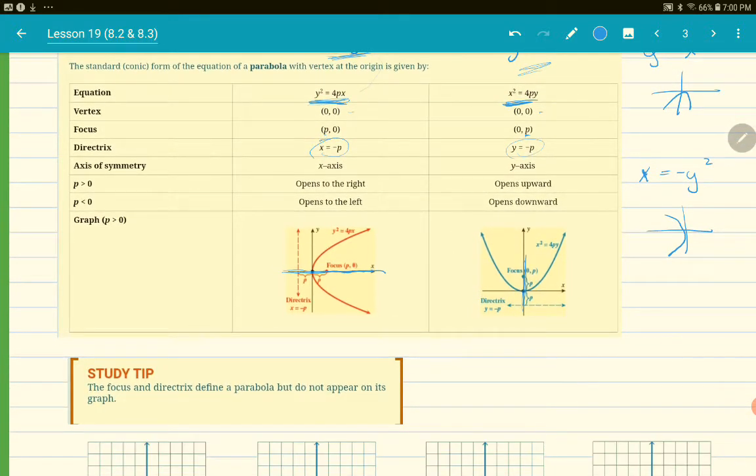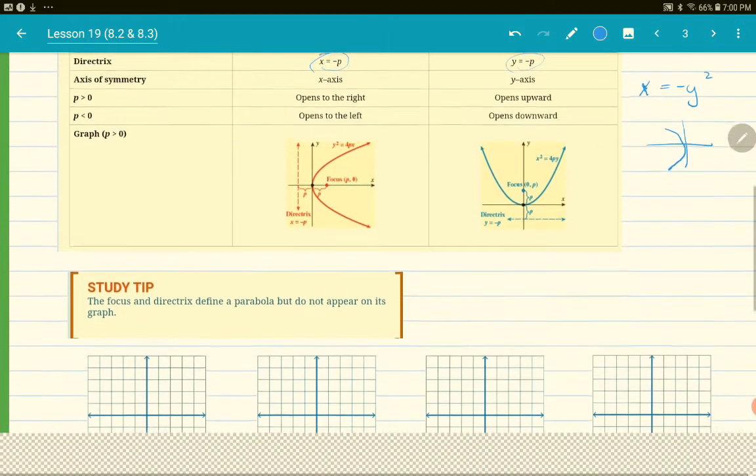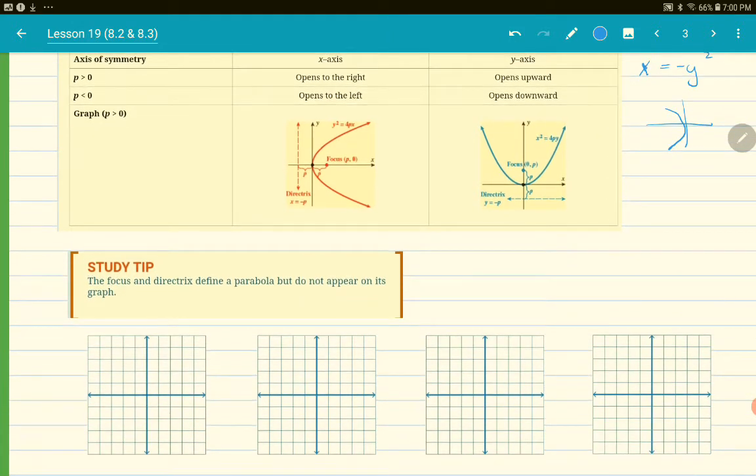The directrix and the focus are guides. They define the parabola because it's defined by distance. It is a set of points that is equidistant to the focus and the directrix. But they're not on the graph. They are shown here for vocabulary's sake. When you graph a parabola, you don't graph the focus and the directrix. That's more just about the definition of the parabola.